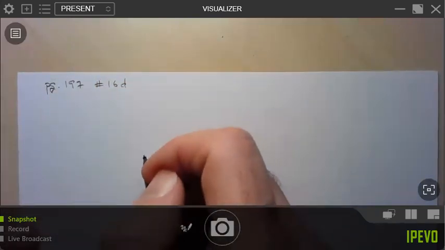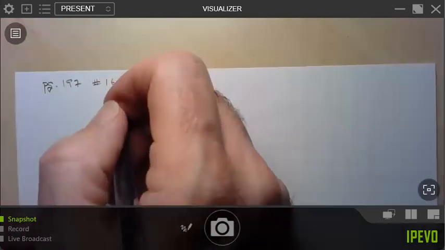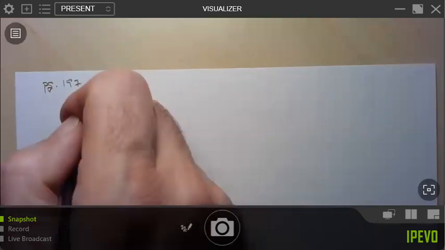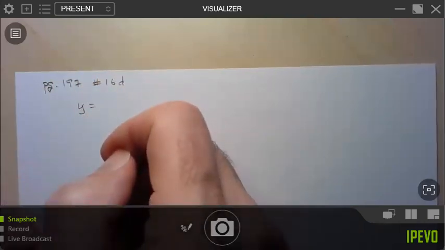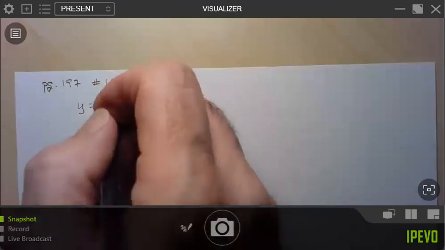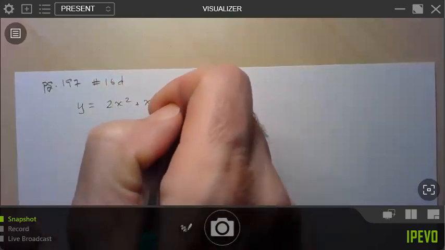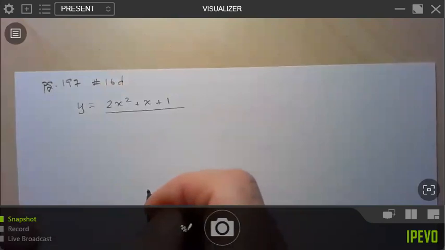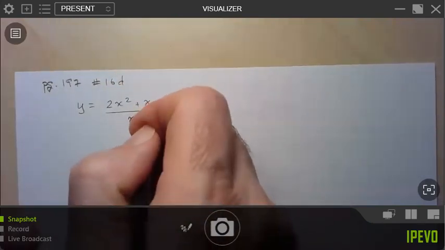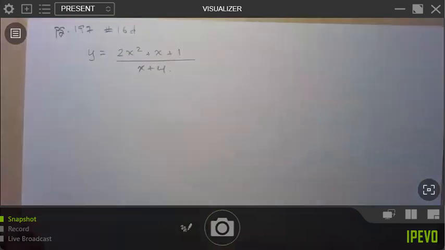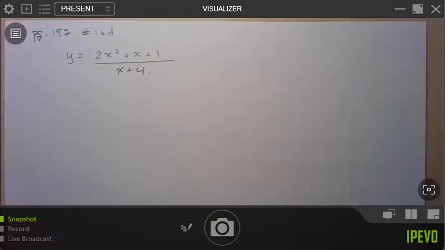Okay, so here it says determine equations of any vertical or horizontal asymptotes for each function. Describe the behavior of the function on each side of any vertical or horizontal asymptote. So this was D. y is equal to 2x squared plus x plus 1, all over x plus 4. Okay, so they said horizontal and vertical, right?